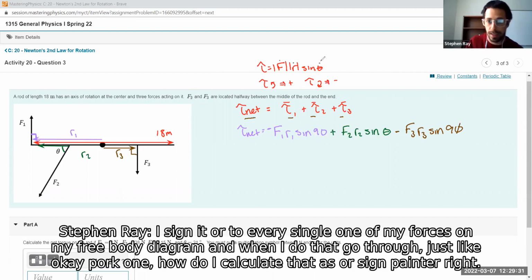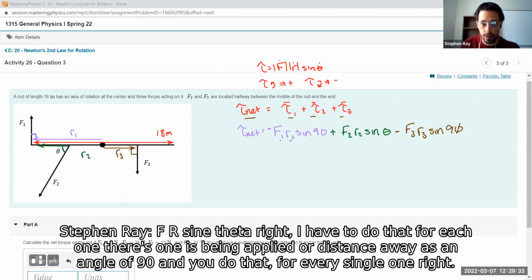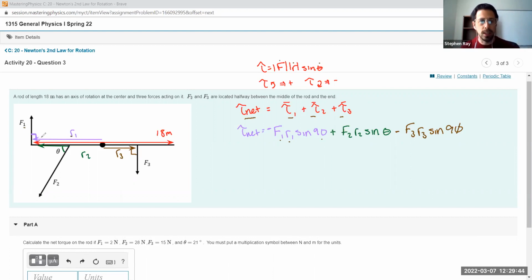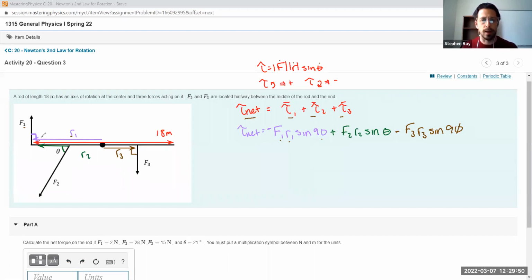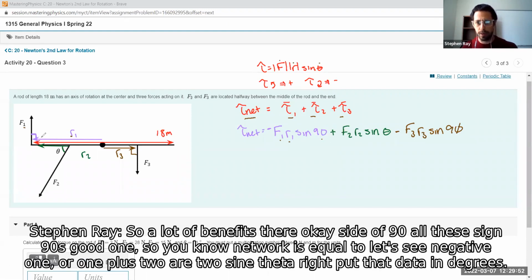F R sine theta, right? I have to do that for each one. There's F1 being applied, R distance away, at an angle of 90. And you do that for every single one, right? It's not necessarily hard, it's tedious, right? So a lot of benefits there.